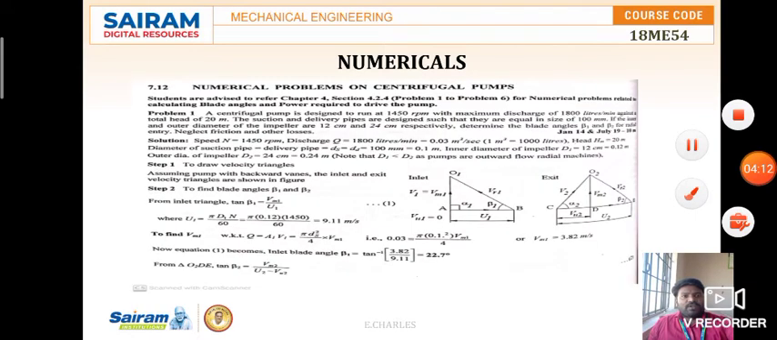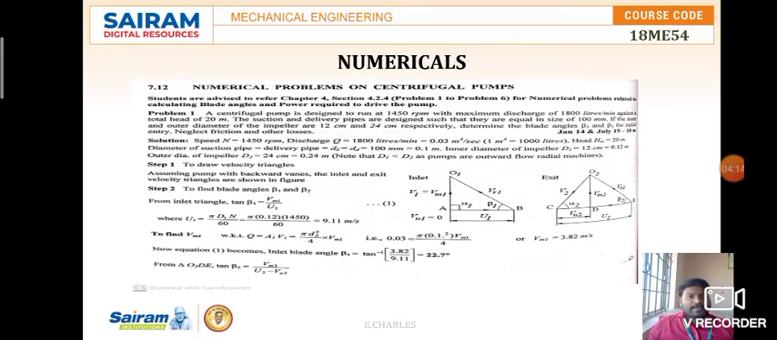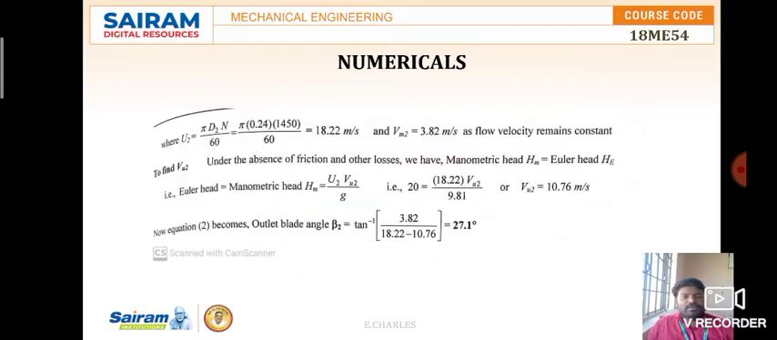Once again we will go back to the problem, with the inlet triangle and outlet triangle. From this, we have found out beta 1. For that, U1 and U2 were found out separately, and then from the velocity triangle, tan beta, beta 2 is found out, and from the manometric head Vw2 is found out.